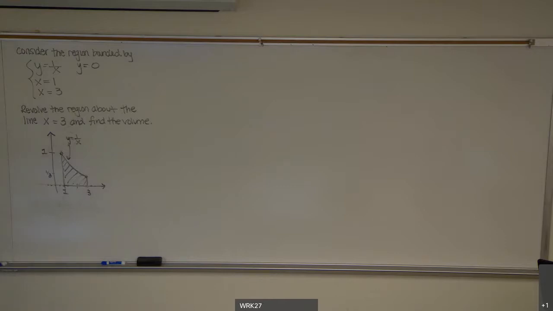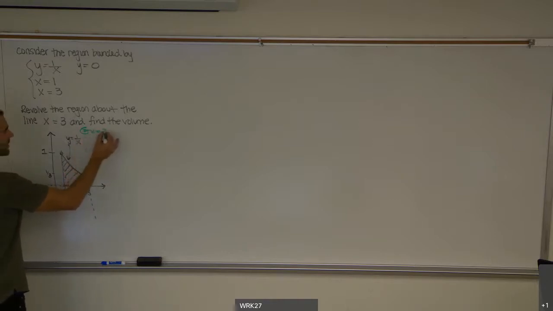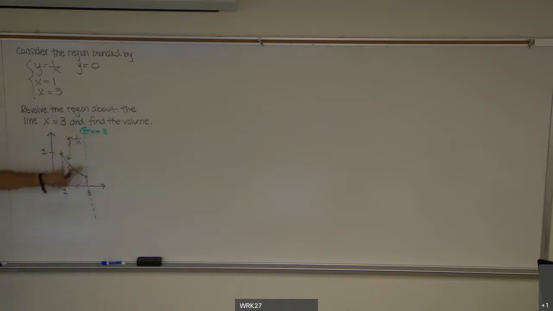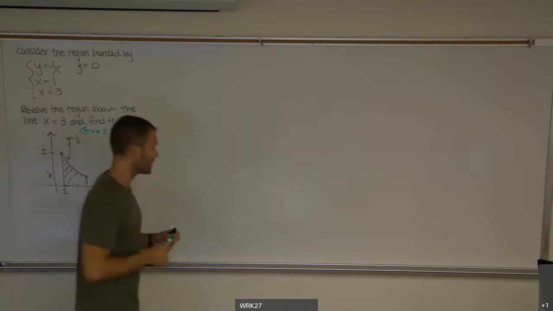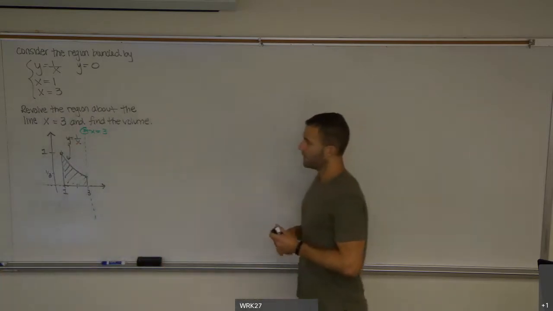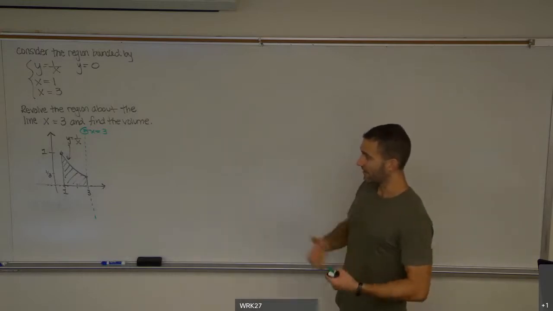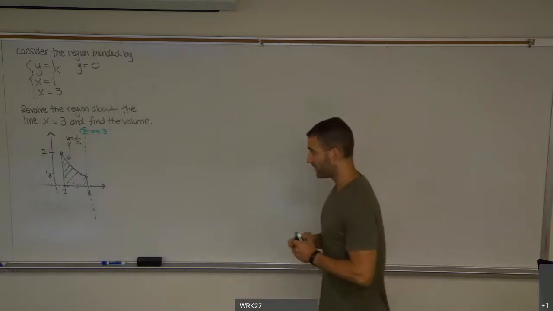I also then need to know my axis of rotation. Now we're revolving this around the line x equals 3. x equals 3 is a vertical line at 3. Now part of this axis is right up against my region, and that's going to be what creates a little bit of a problem for me. And so now when I know my axis, I know my region, I need to take a cross-section.